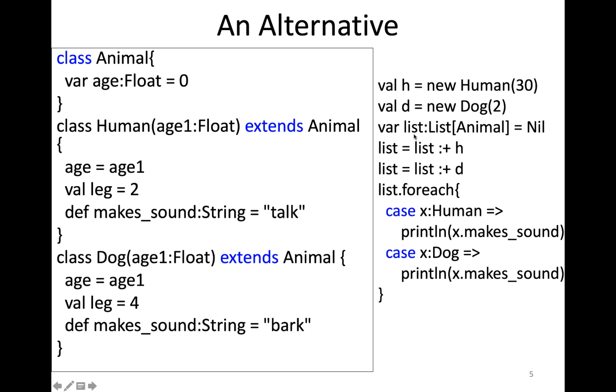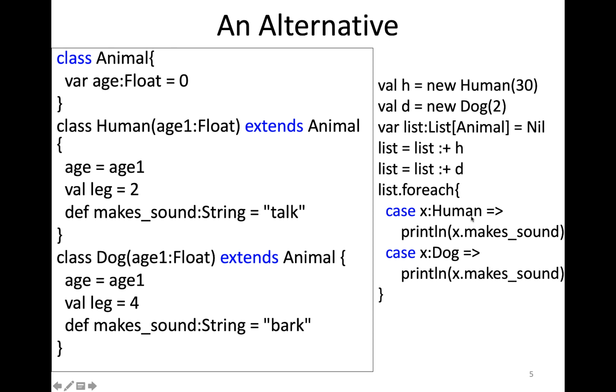So then a list is initialized, and we concatenate the human with the list, concatenate this dog with the list. So at this point we have 2 animals in the list. Then we can traverse this list with foreach, and the difference here is this case keyword. So using the case keyword, we can check what is the type of x at runtime.